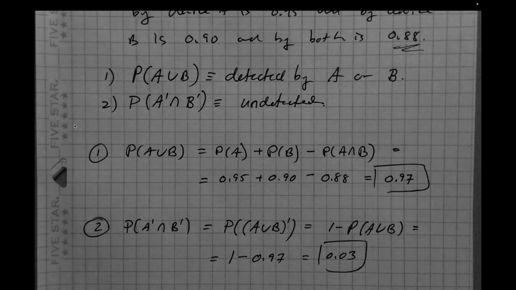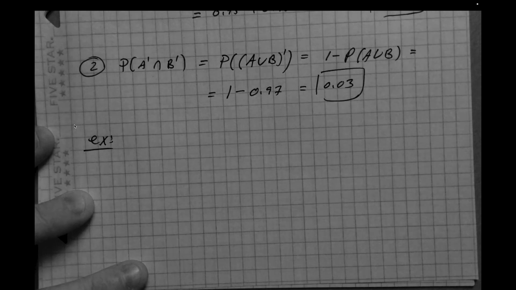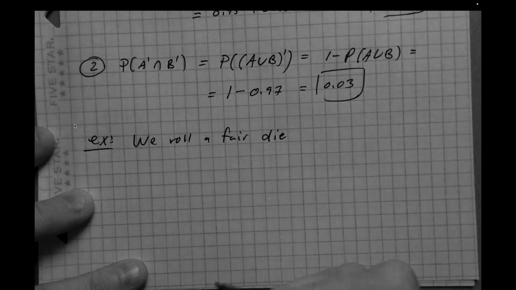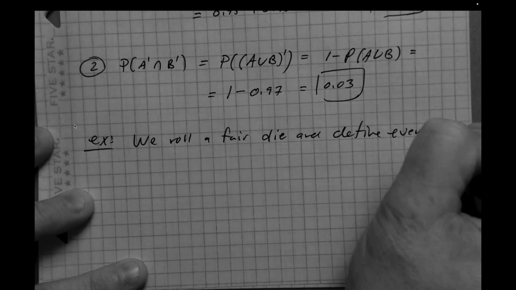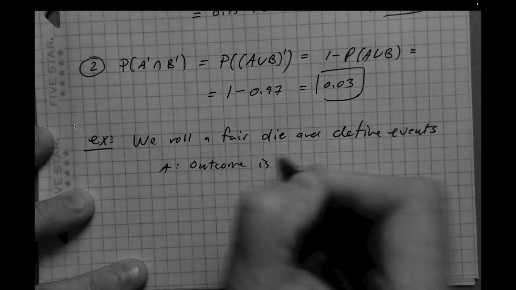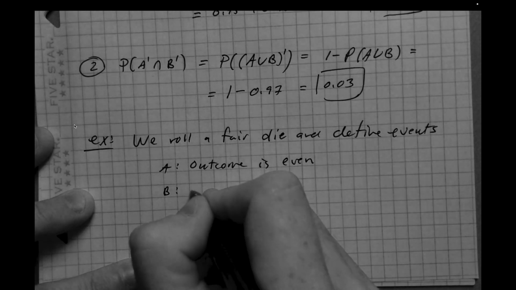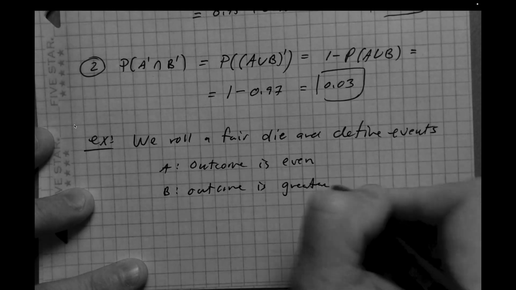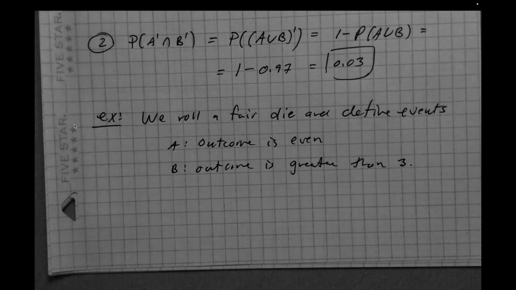Very good. Let's see some more examples. We'll pull out some dice examples. We roll a fair die. And we define two events. Event A is the event that the outcome is even, and event B is that the outcome is greater than 3. Okay, so what is the probability of A or B?